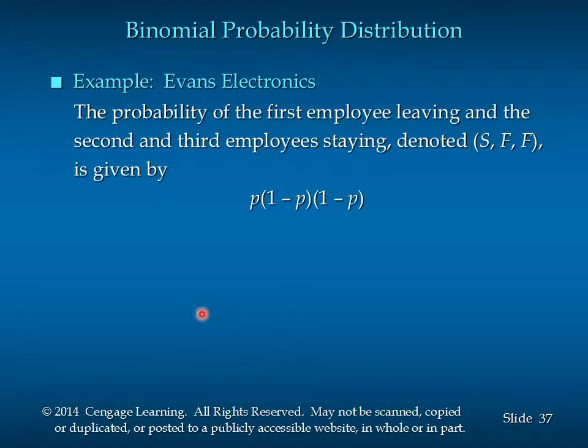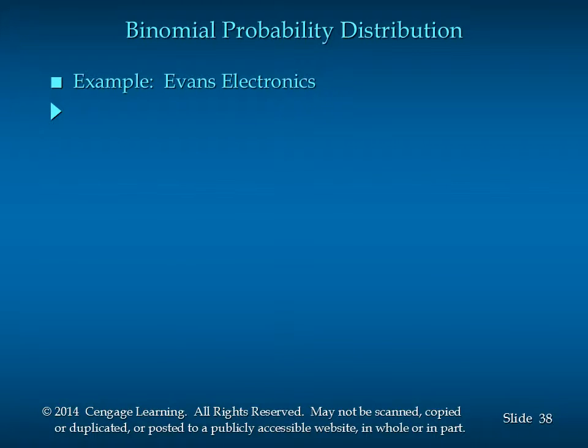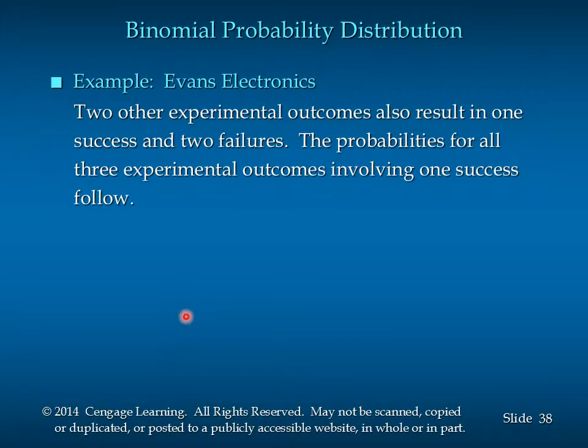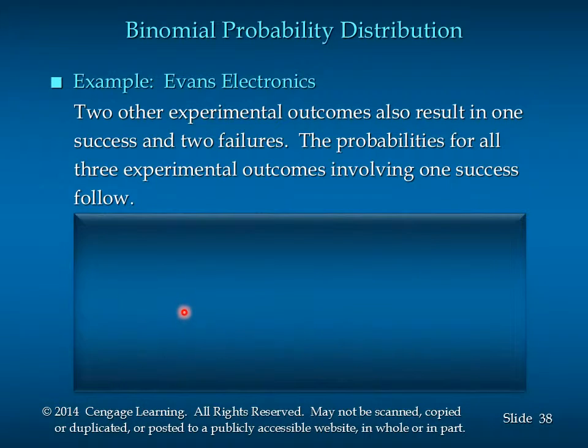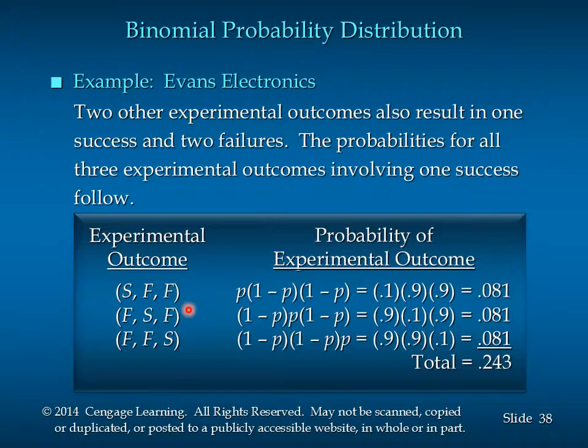All right. So the probability of the first employee leaving and the third employee staying, okay, so it's an S, F, F. And so here is the actual calculation. There are three outcomes. They can stay, leave, and leave is the failure.